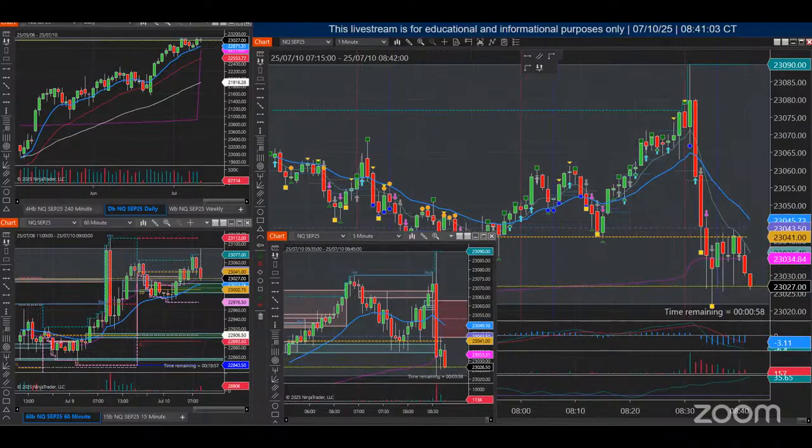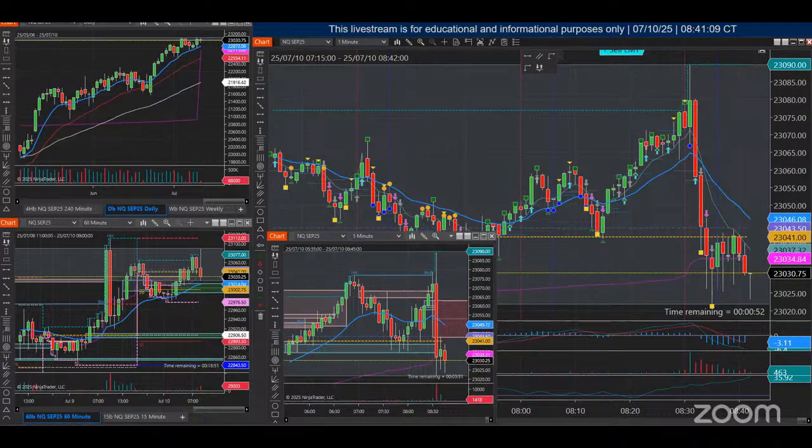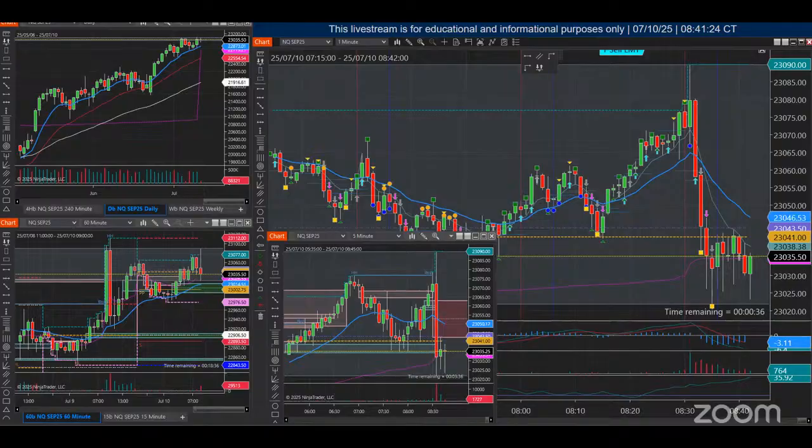And I'm just testing the copier by placing some trades that should not be filled. Order submitted. Just making sure the copier is working okay. Order canceled.